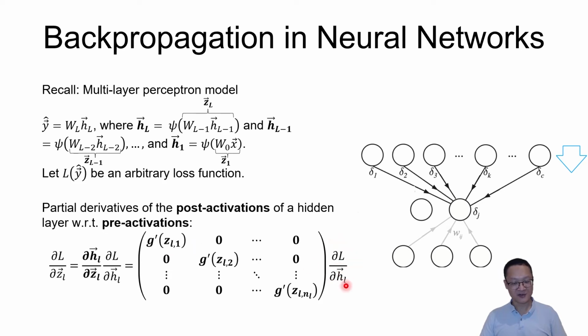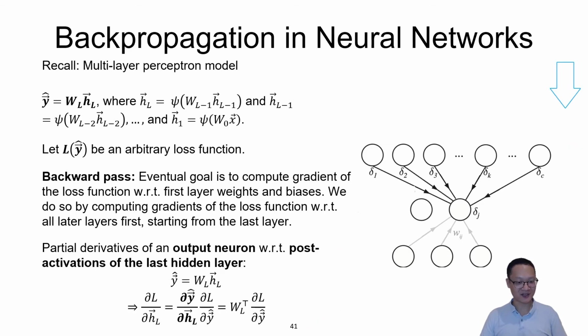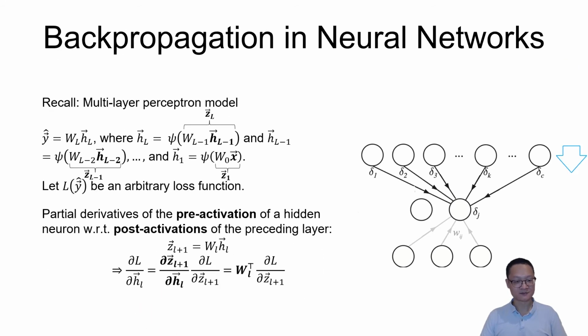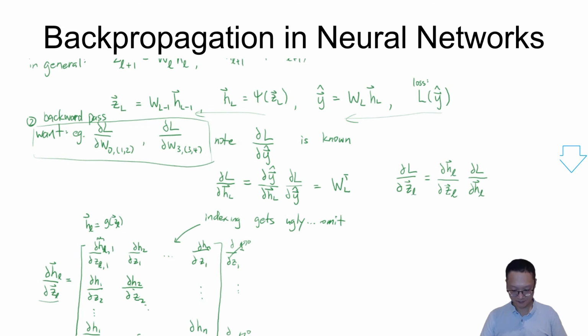So now the only thing we need to do is to figure this out. Well, maybe that's not the only thing, but next we're going to figure out what partial L, partial HL is. We have actually already done this for the last layer, but we want to do this for every layer. Okay, so that's what we're doing here. So let's go back to the written notes to do it more slowly.